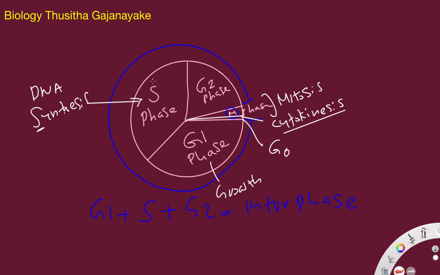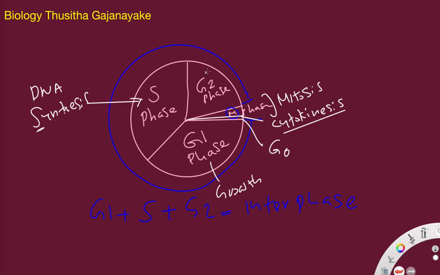Once the DNA is doubled, for example in humans, the 23 pairs of chromosomes become 46 pairs of chromosomes. In other words, 46 chromosomes become 92 chromosomes, then the S phase is completed. So S phase is crucial, so as not to make any mistake in the DNA. Now S phase is completed.